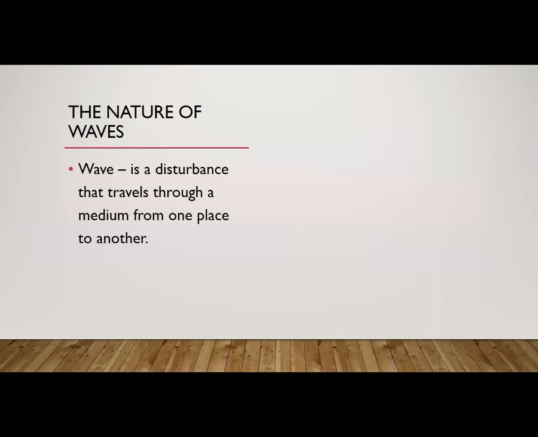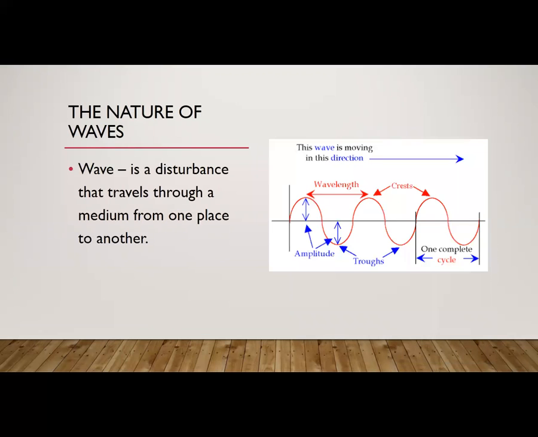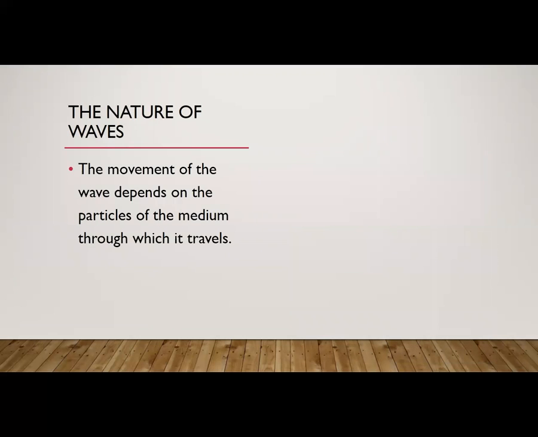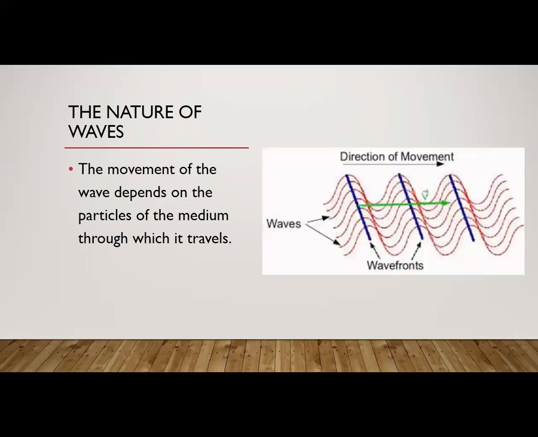But what is a wave? A wave is a disturbance that travels through a medium from one place to another. The wave moves the particles carrying the energy. So when the wave passes, the particles are moved or displaced from the rest position but return to where they are when the wave has passed. The movement of the wave depends on the particles of the medium through which it travels. The medium which carries the wave can be solid, liquid, or gas.